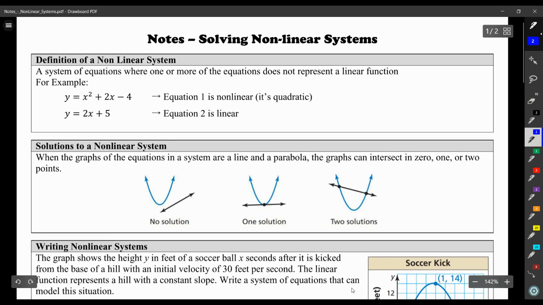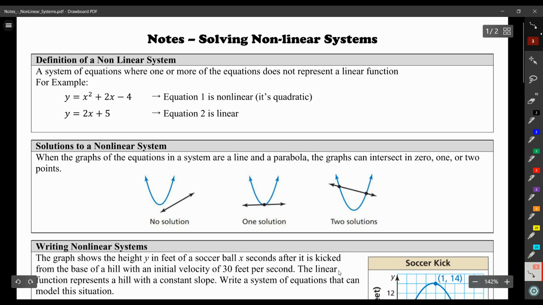Nonlinear systems. A nonlinear system is basically where one of the equations or both is not linear. We have a couple of examples up here. This first equation in the system is quadratic because of the x squared. The second one is actually linear, and we know that because it only has an exponent of 1. So in this case, we have a quadratic and a line. You can also have a system of two quadratic equations as well.